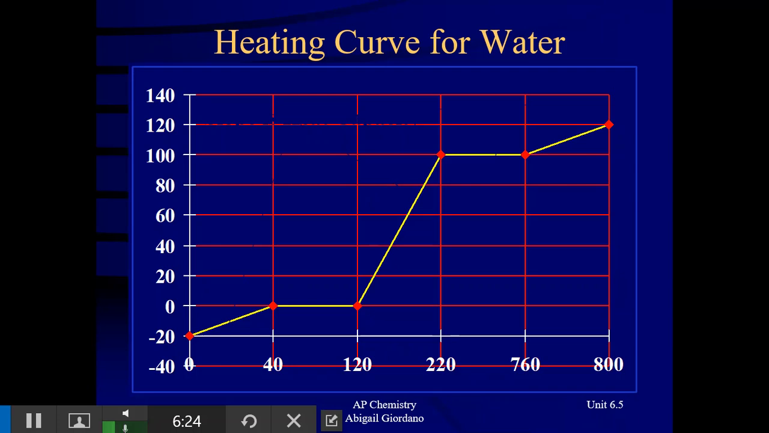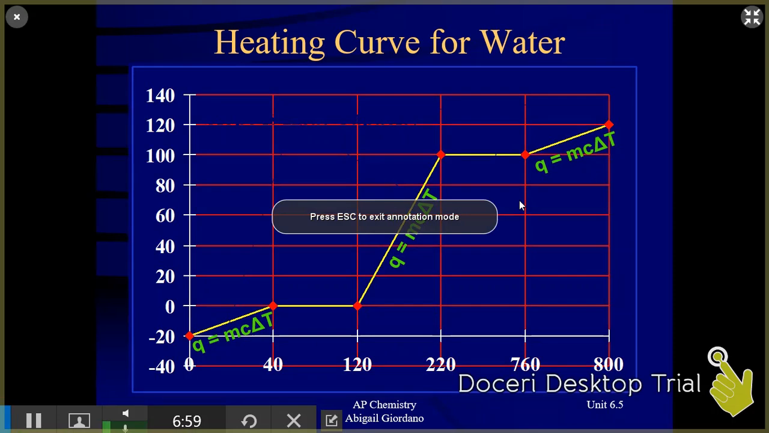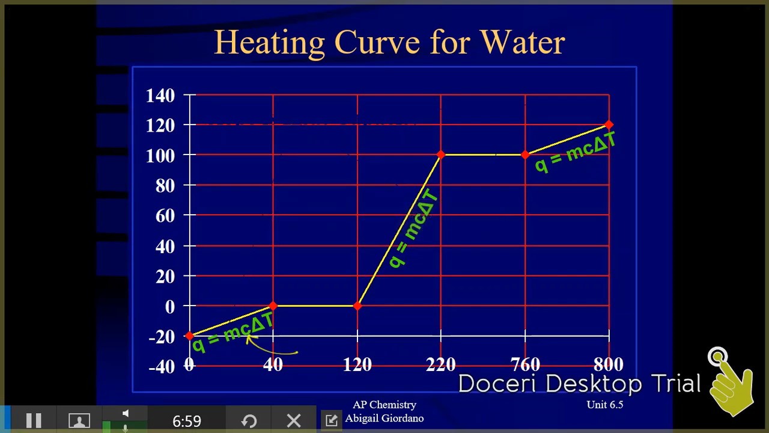So if you remember from our last lesson, we learned a formula, Q equals mc delta T. Q is heat, m is mass, c is specific heat capacity, and delta T is the change in temperature. Again, remember guys, that's always got to be final minus initial. Anywhere on this curve where you have a change in temperature, you are permitted to use that formula.